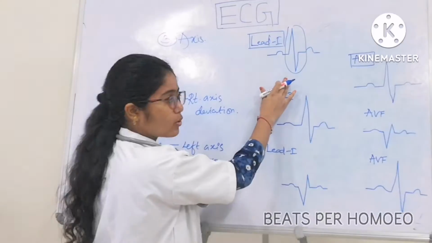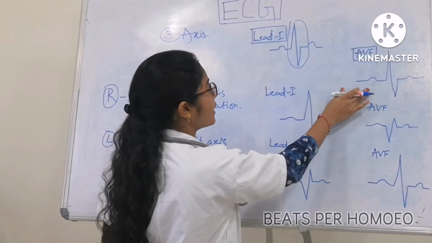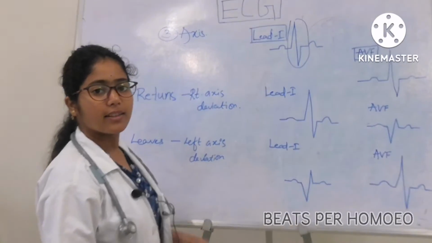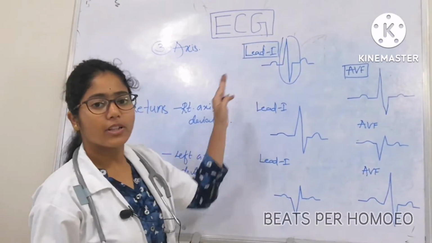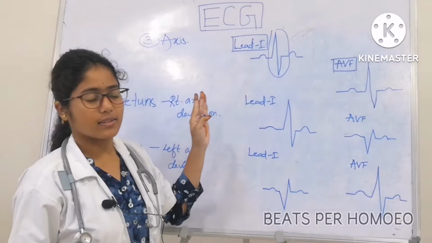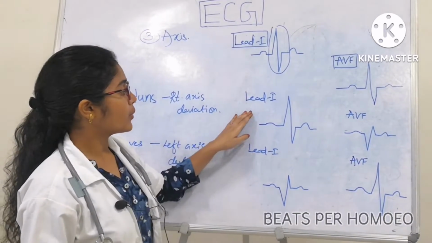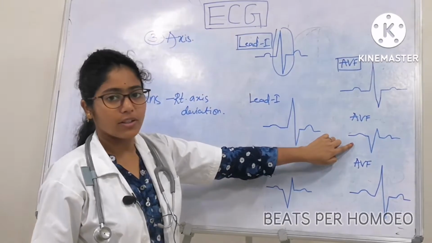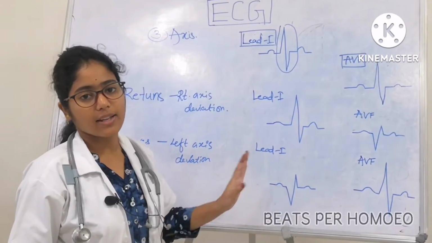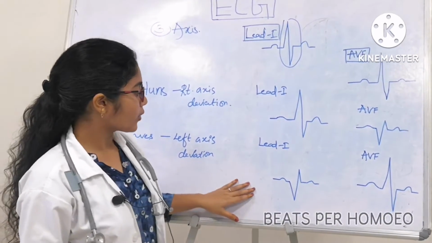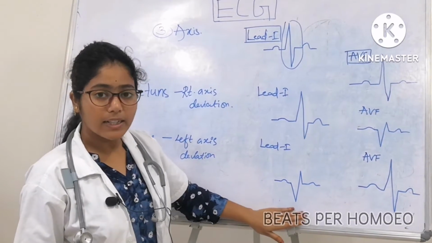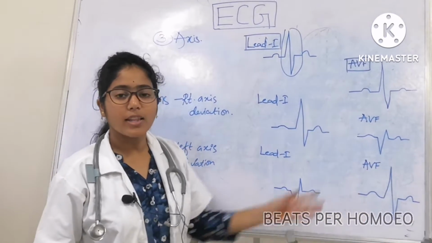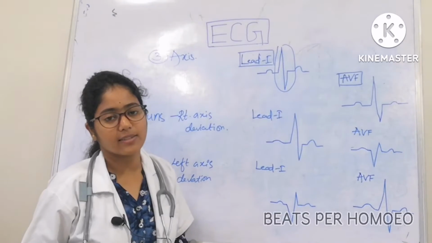If the QRS complex is positive in both lead 1 and aVF, then we can say it is a normal axis. When the QRS complex is positive in lead 1 and negative in aVF, then we say it is a left axis deviation. And when the QRS complex is negative in lead 1 and positive in aVF, then we will say it is a right axis deviation.